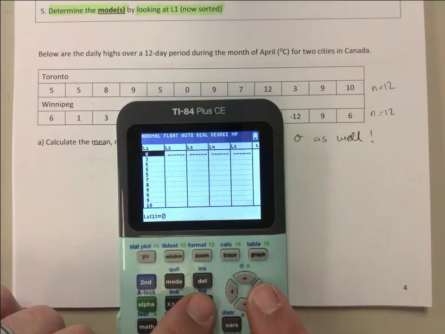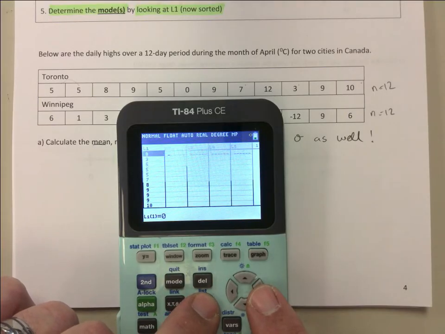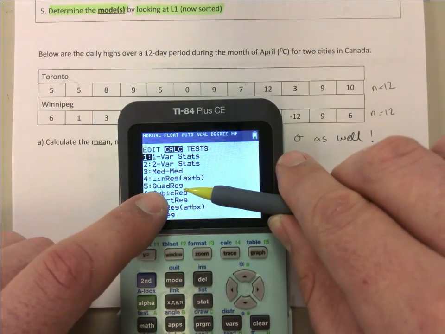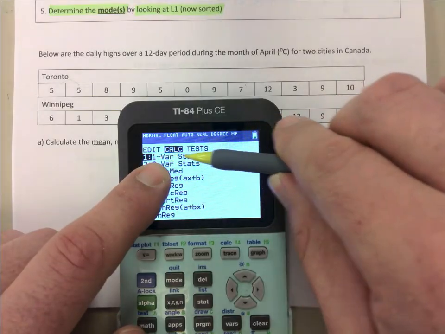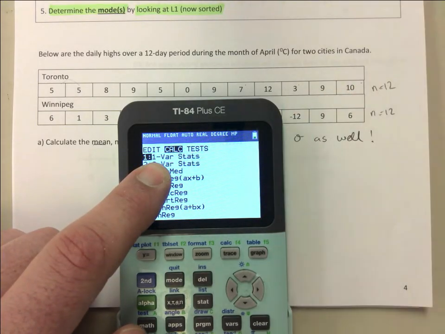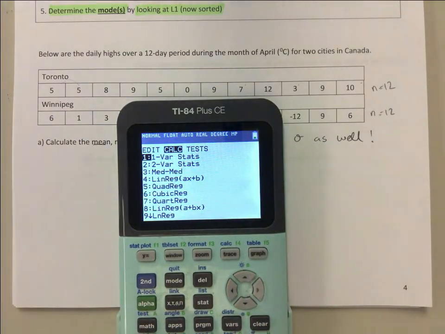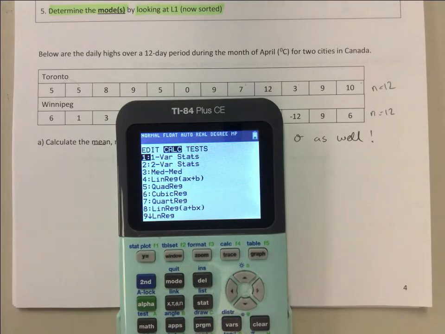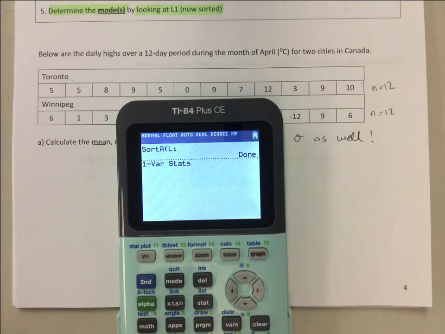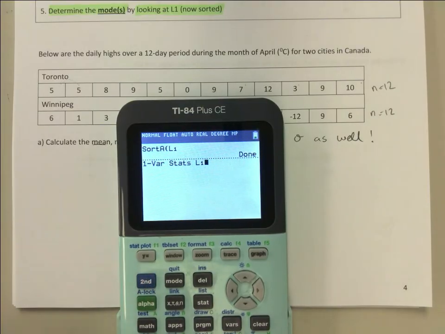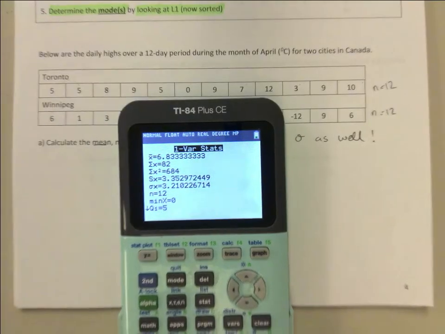Anyway, so this is arranged, so that's good. But let's calculate. It always goes back to stat. Stat, calculate. We used to do quadratic regression, don't worry about it. One variable stat. Listen carefully to this part. We will never use two variable statistics in this course, so please always just go one variable statistics. You hit enter. You've got to feed it L1, so the second one. Hit enter. And there it is.